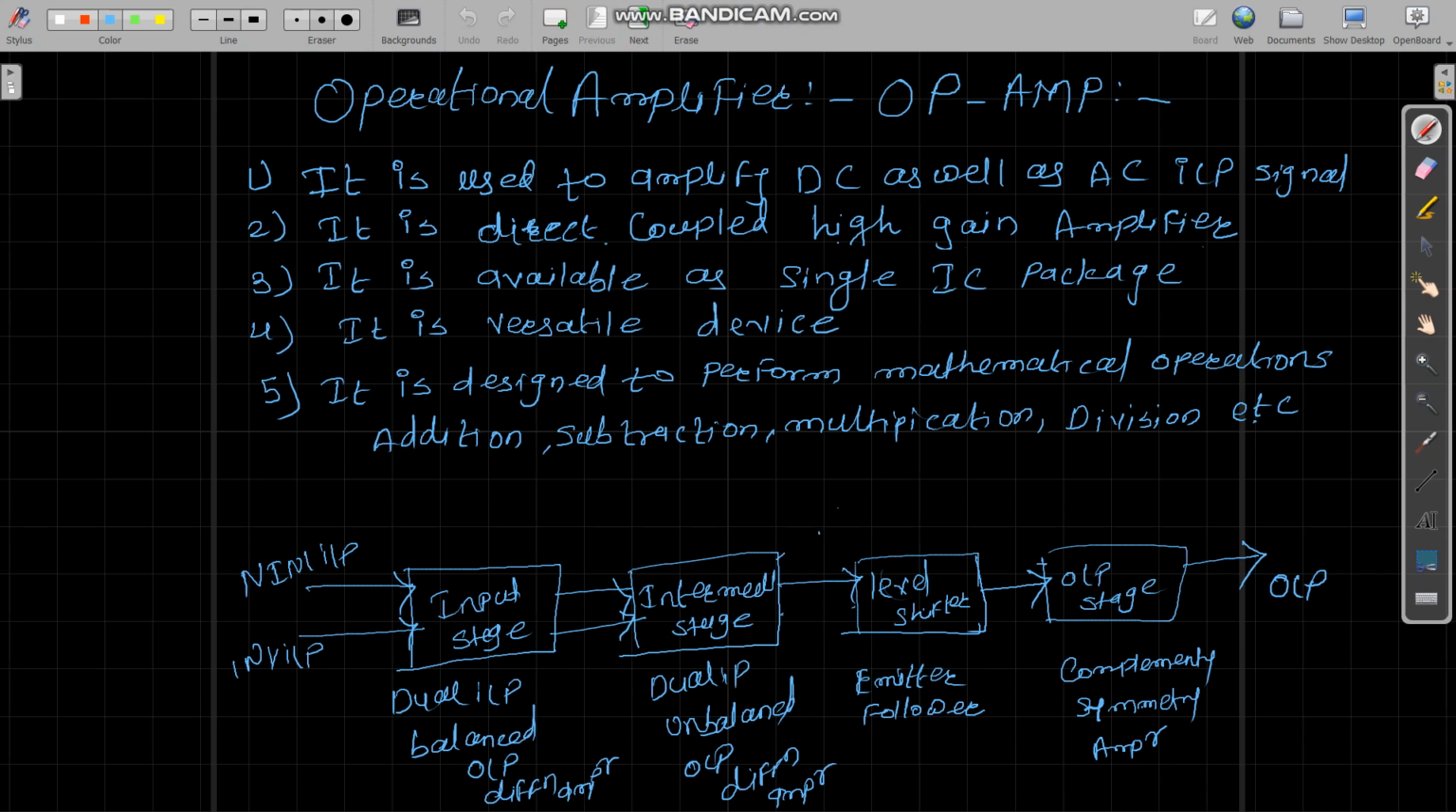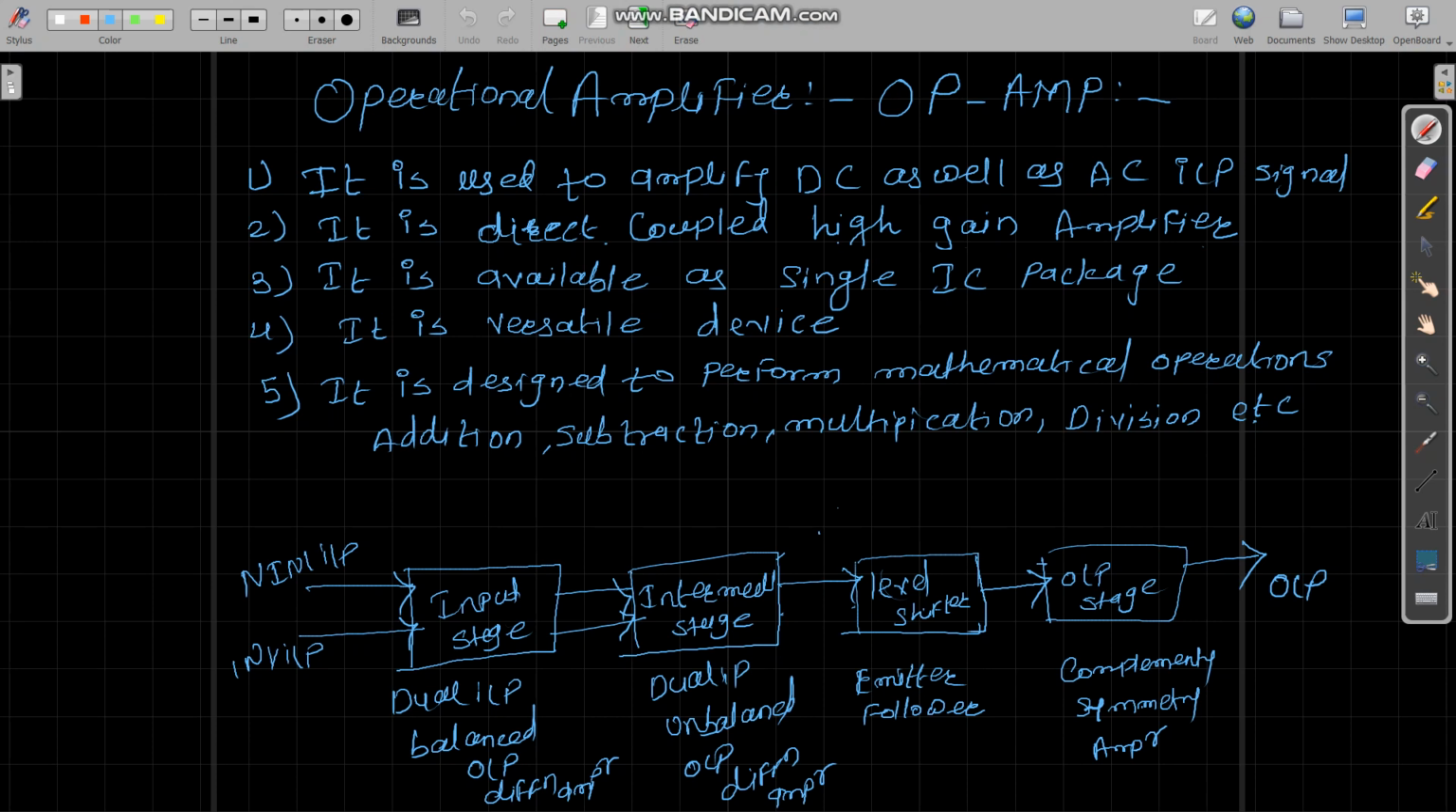As we know, an amplifier is an electronic device which is used to increase the strength of a weak signal to a strong signal without changing its original shape. That is called an amplifier. Now we have one more word associated with amplifier, that is operational amplifier. The name operational amplifier is because basically this amplifier is designed to perform certain mathematical operations such as addition, subtraction, multiplication, division, etc. Therefore, it is called an operational amplifier.